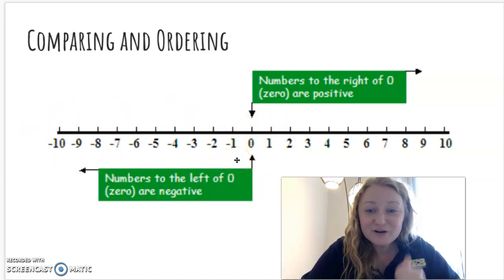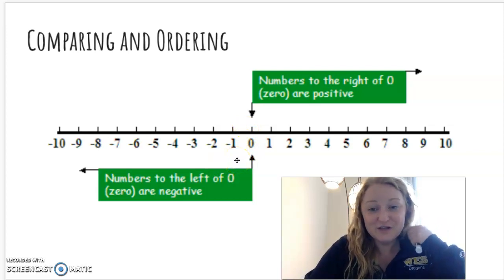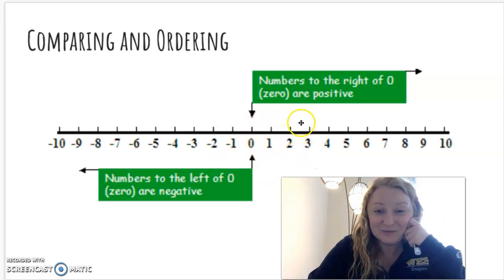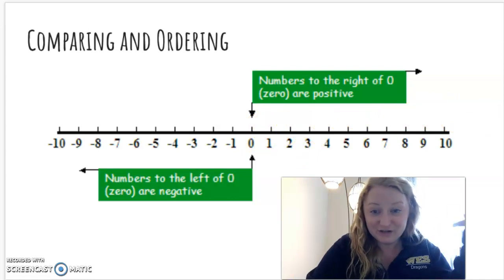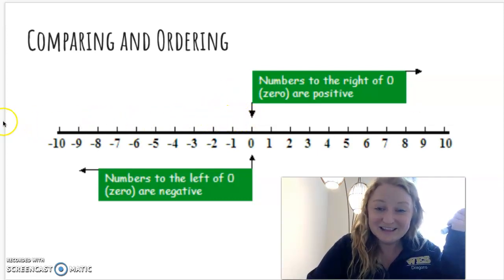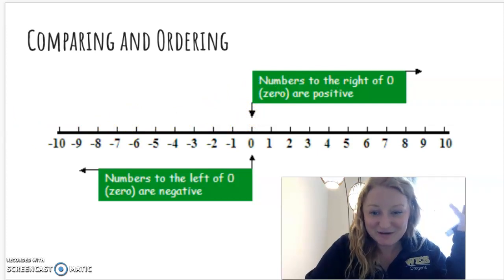So the further and further and further that we go in one direction, so let's say we're going right, the further we go right, the greater our numbers are going to be because they're moving further and further from 0. The more we go to the left, what's happening to the numbers? They're getting smaller and smaller and smaller.